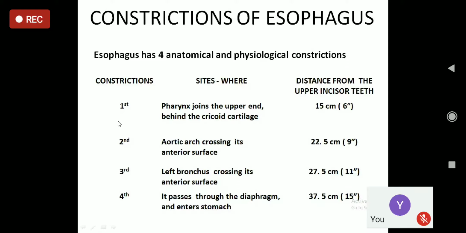Once again, the first normal site of constriction is at the beginning of the esophagus, the pharyngoesophageal junction, about 6 inches from the upper incisor teeth. Second, when the arch of aorta crosses the esophagus, is 9 inches from the upper incisor teeth. Third, when the left principal bronchus crosses the anterior aspect of the esophagus, is about 11 inches. And the fourth, when it passes through the diaphragm to enter the abdominal cavity, is about 15 inches from the upper incisor teeth.